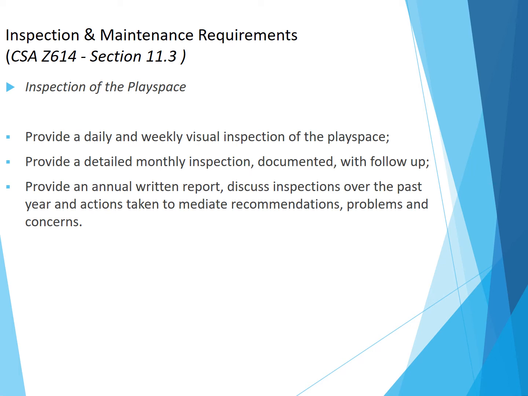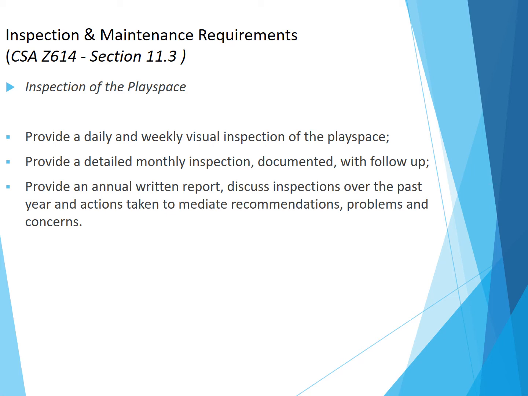Inspection and maintenance requirements. This is in CSA Z614, section 11.3. Inspection of the play space. Again, we're getting into more of the information as it relates to meeting the requirements of the current CSA Z614 standard. Provide a daily and weekly visual inspection of the play space. Now, in some cases, a daily could just be a walkthrough inspection of the site. Do you see any damaged equipment? Do you see any high-use areas where you may have to rake up or provide more impact protection? Is there any exposed glass, needles, debris on the play space, etc.?